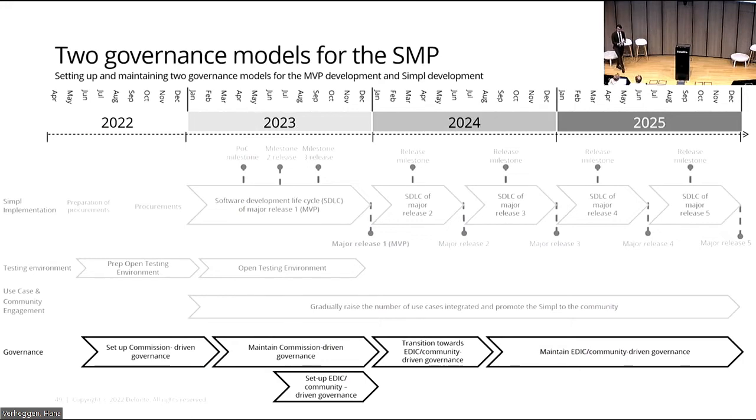So in 2022, so this year we want to set up the commission-driven governance model, and we want to maintain this model during the implementation of the MVP. But simultaneously, we already want to set up this EDIC / community-driven governance model, and we want to transition to this EDIC community governance model in 2024 and maintain it in 2024 when the community is mature enough. And this governance model should last not only for the implementation of all the functionalities, but also to run this Simpl application.